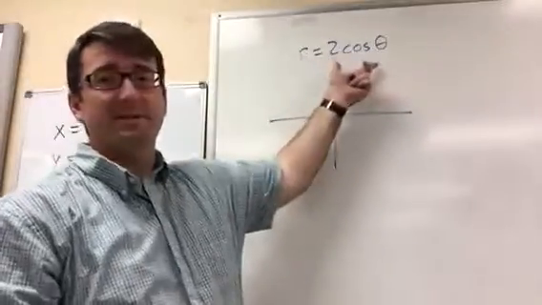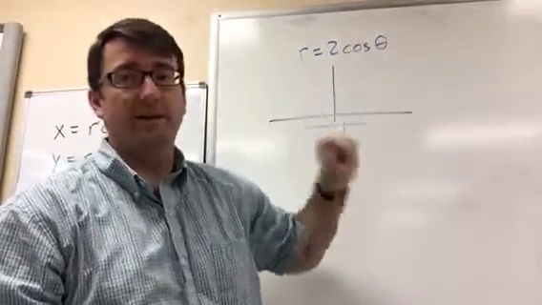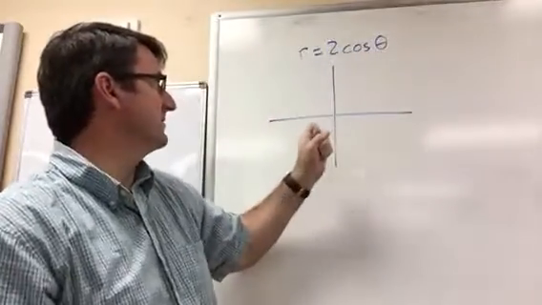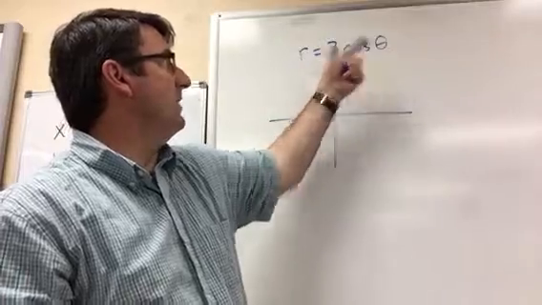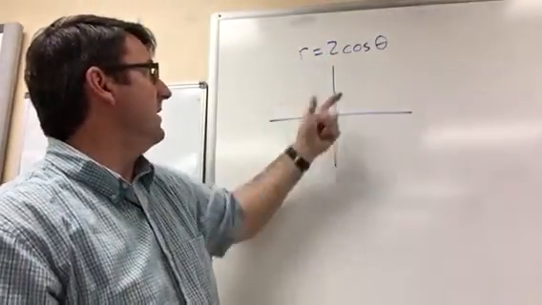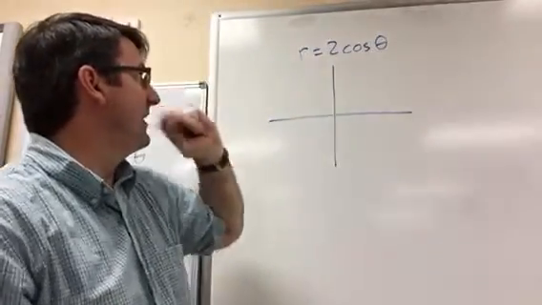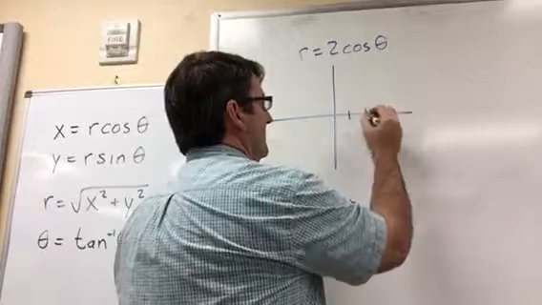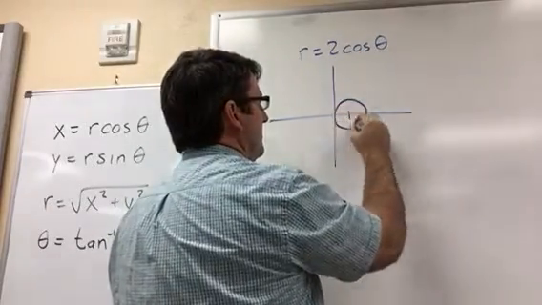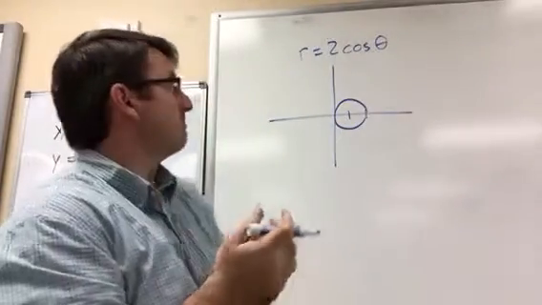We know that this is going to be a circle because it's in the form r equals a cosine of theta, and there's no number in front of the theta. We know it's going to be on the x-axis because it's cosine, and to the right of the y-axis because it's positive. And we know that the diameter is going to be 2. So we're going to graph that circle just like that.